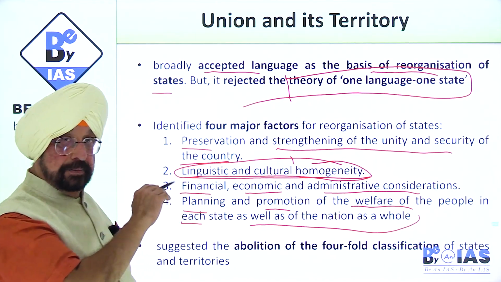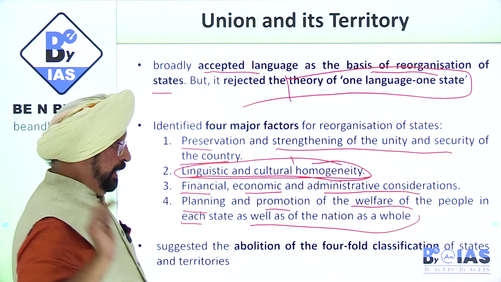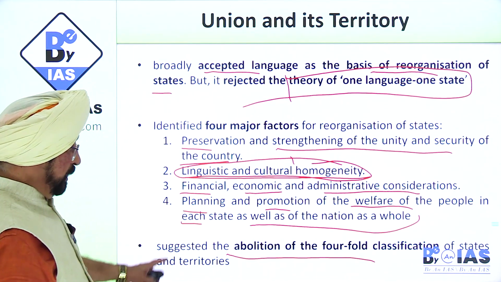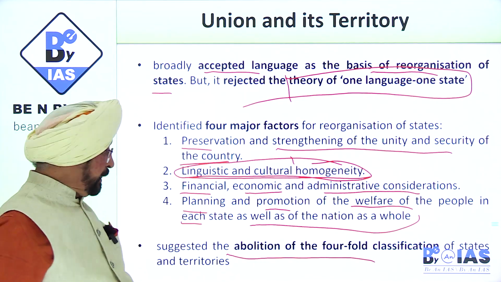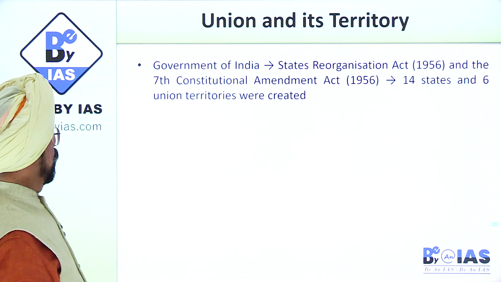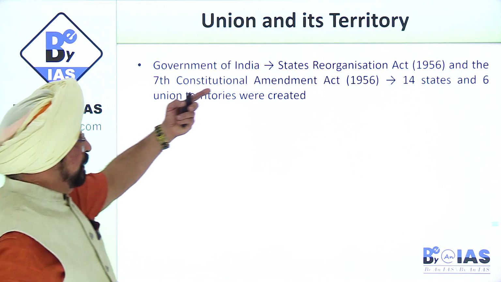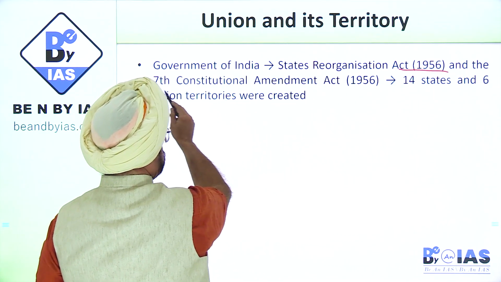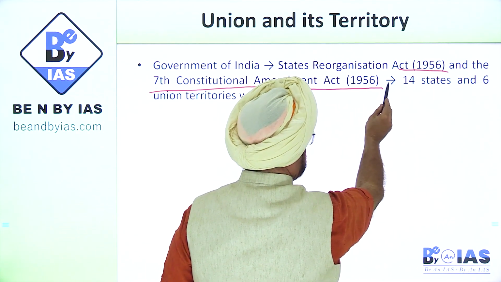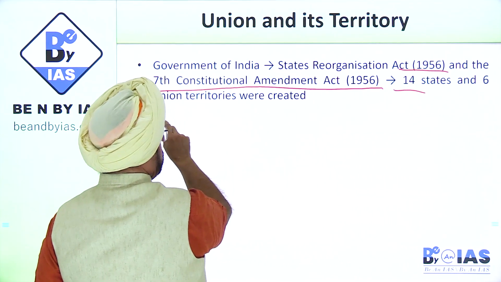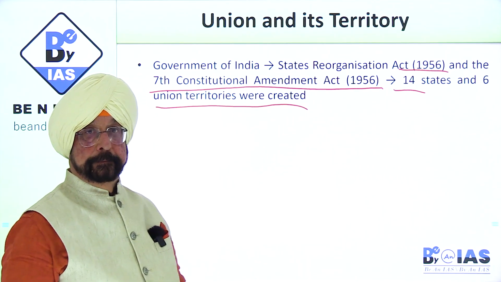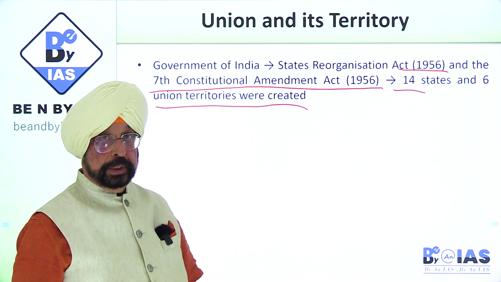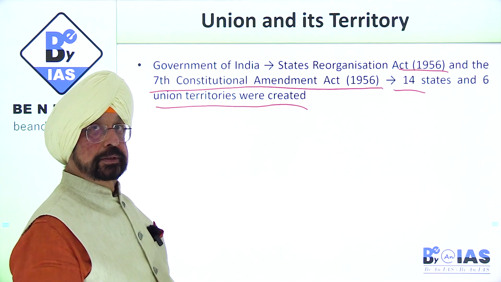So what I said, there were Part A, Part B, Part C and Part D classification. This was abolished. The Fazal Ali Commission suggested this. So the States Reorganization Act of 1956 and the 7th Constitutional Amendment Act of 1956 were passed by the Government of India. 14 states and 6 union territories were then created. This was the beginning of reorganization. Now we will see the whole process.